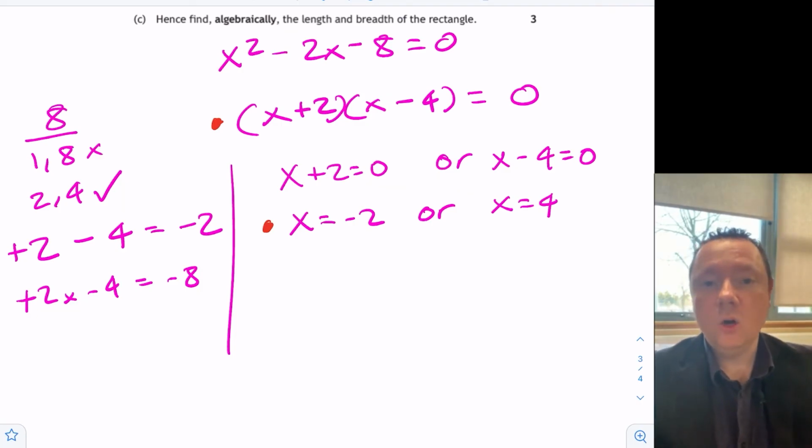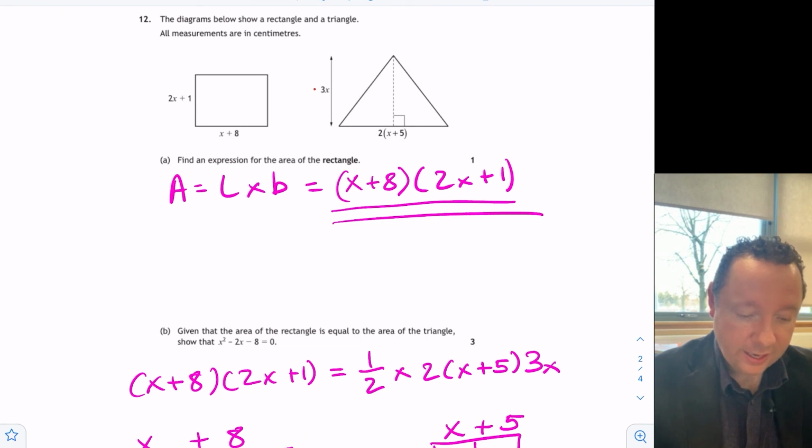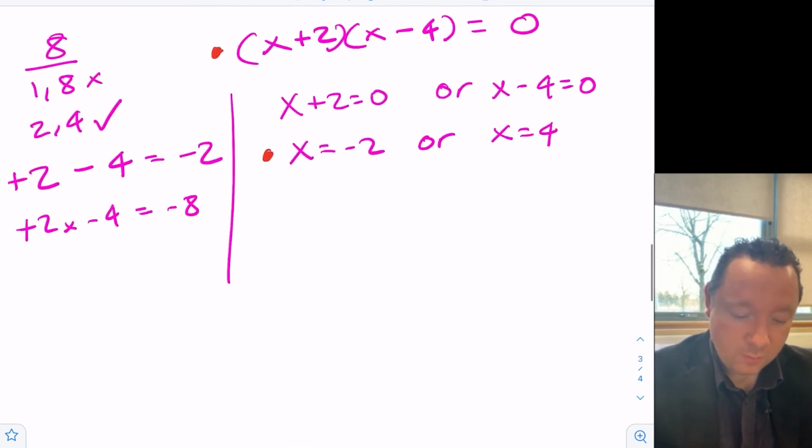Because this is a question in context and we're talking about actual lengths of the triangle and rectangle, if we go back up and look at the lengths, we've got x add 8 on the rectangle. That means we've got 4 plus 8 and minus 2 add 8. On the other side, we've got 2x add 1, so 2 times 4 is 8 plus 1 is 9. But if you use minus 2, minus 2 times 2 is minus 4 plus 1, which is minus 5. We can't have a negative x because it's going to give us a negative height or breadth, and that doesn't work. We can't have a negative length. So we have to pick the one that's going to work.